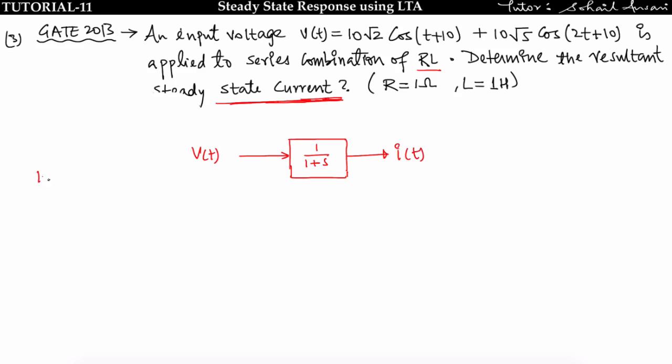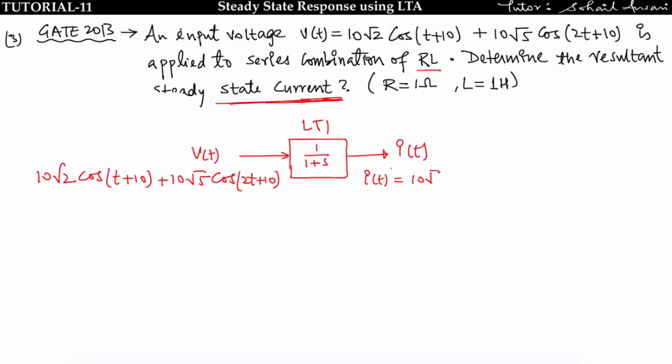So V(t) is given by 10 root 2 cos t plus 10 root 5 cos 2t plus 10, and this is an LTI system. Then the response of the system I(t) is given by the change in magnitude, that is 10 root 2 A1 cos, frequency remains the same, t plus 10 plus phi 1, plus 10 root 5 A2 cos 2t plus phi 2.